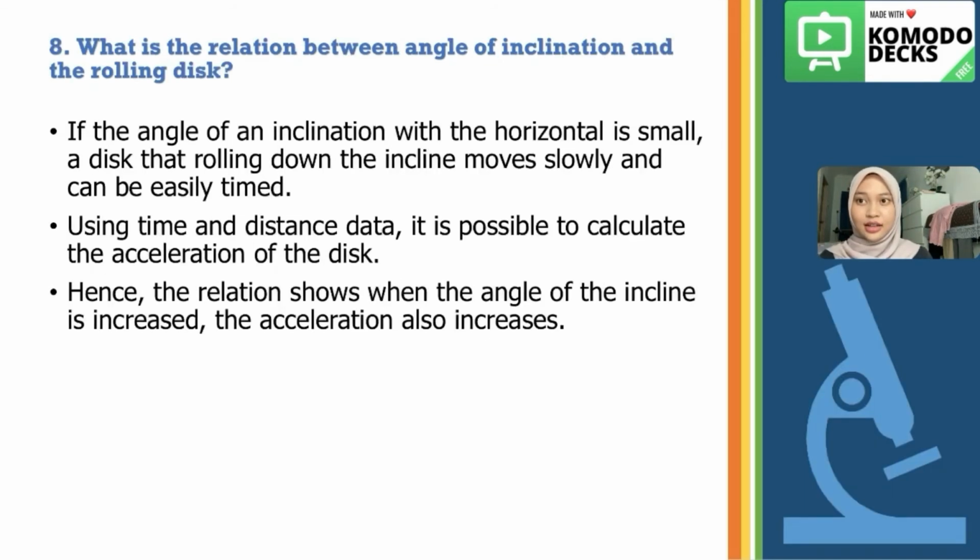Number 8. What is the relation between the angle of inclination and the rolling disc? If the angle of inclination with the horizontal is small, a disc rolling down the incline moves slowly and can be easily timed. Using time and distance data, it is possible to calculate the acceleration of the disc. Hence, the relation shows that when the angle of the incline is increased, the acceleration also increases.